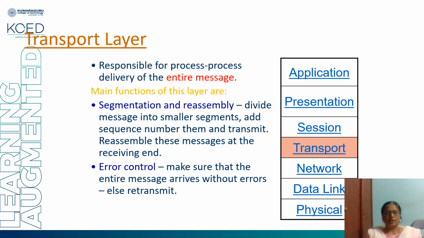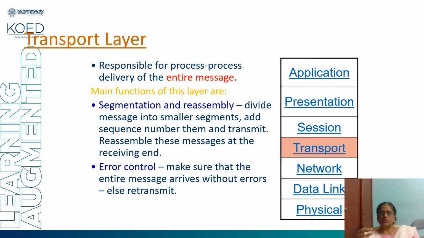We shall see the function of transport layer. The main functions of the transport layer are segmentation and reassembly. What is a segment? It is a smaller message. The message received from the application layer is divided into smaller segments. This process is called segmentation on the sender side, and on the receiver side it is the reassembling of segments together.